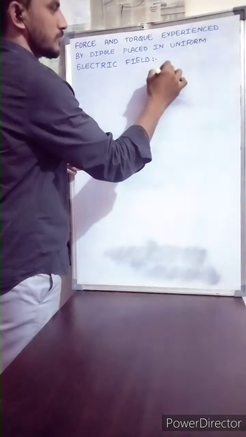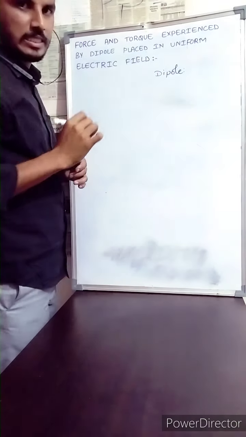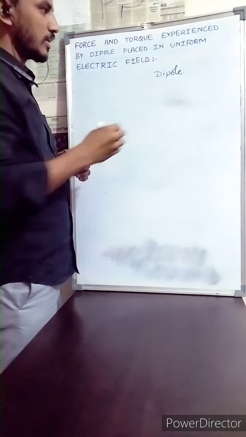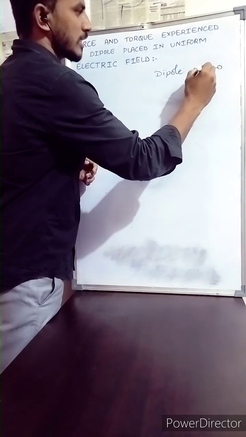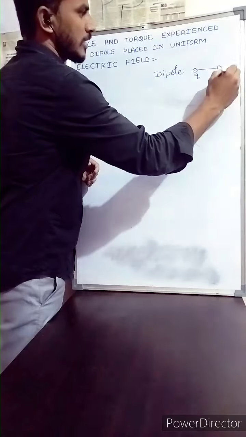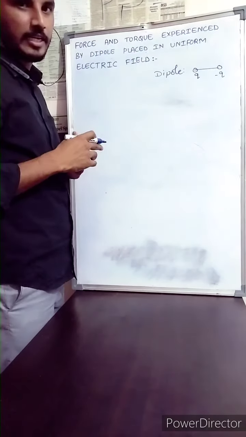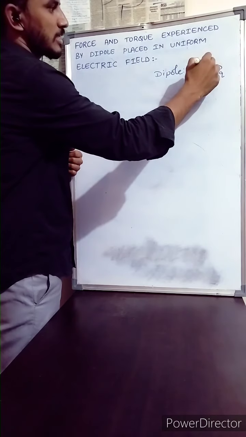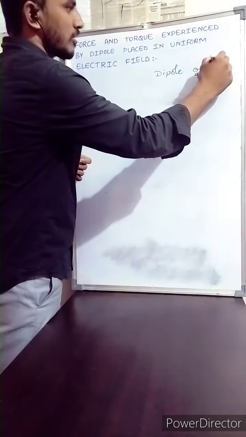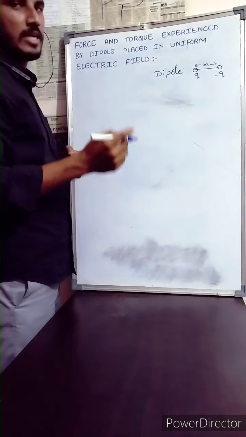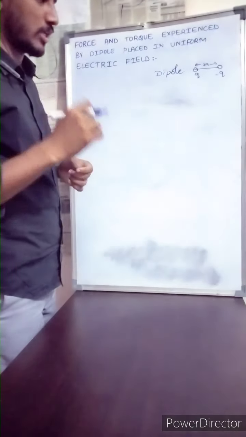See, a dipole is the combination of two charges. Two equal and opposite charges. Let's consider them as q and minus q, two equal in magnitude but opposite in polarity, separated by a small distance. The distance between the two charges will be very small, and that is represented by 2a.